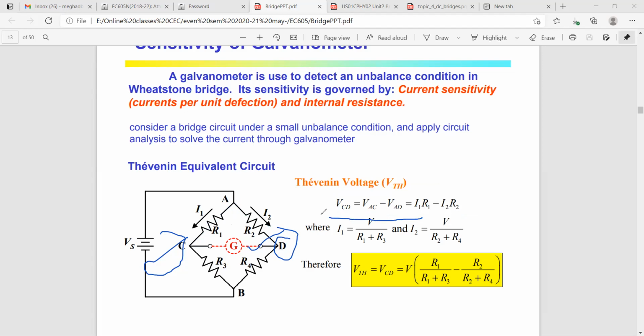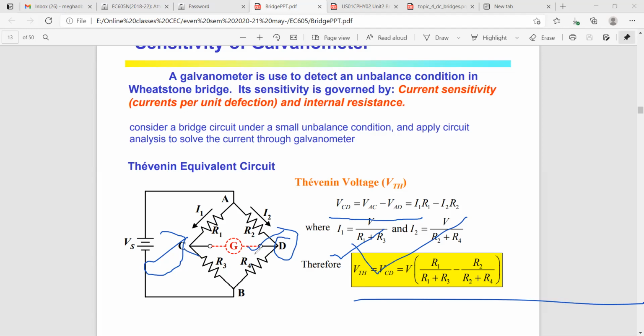That is, in VAC, what is the current and resistance, and in VAD, what is the current and resistance, that I need to know. And as I have told you previously, from the Wheatstone bridge we can write I1 as V upon R1 plus R3, and I2 similarly. So just put the values of I1, I2 in place of VAC and VAD, I1 times R1, and you will get the Thevenin voltage from this particular circuit, that is, the voltage across the terminals of the galvanometer.